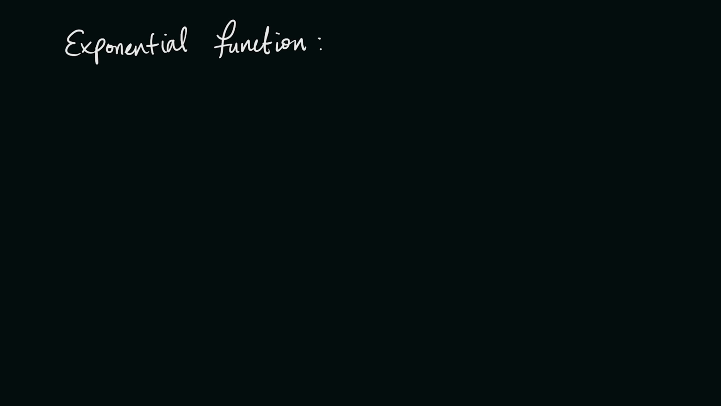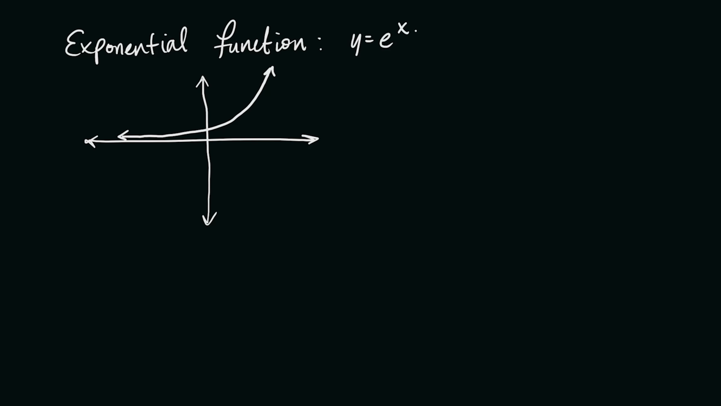Now, our exponential function will look something like this. It's going to go up exponentially, right? So there we go. We can tell that it has a horizontal asymptote at 0, right? So this would be like y equals e to the x power, right?